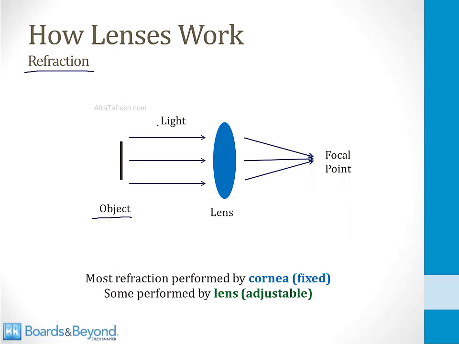Large objects give off lots of light, and a lens can focus that light into a focal point. In the eye, most of the refraction is performed by our cornea. It focuses light into a focal point that ideally falls on the retina. The amount of refraction that the cornea performs is fixed and cannot be adjusted, however. A smaller amount of refraction is performed by the lens, and this is important because the lens is adjustable and can modify the amount of bending of light so that we can focus on objects close to our eyes.